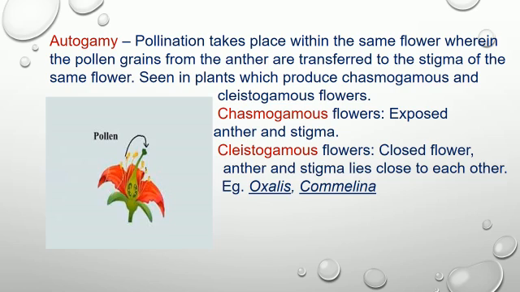It is seen in plants which produce chasmogamous and cleistogamous flowers. Chasmogamous flowers have exposed anthers and stigma. Cleistogamous flowers do not open at all.